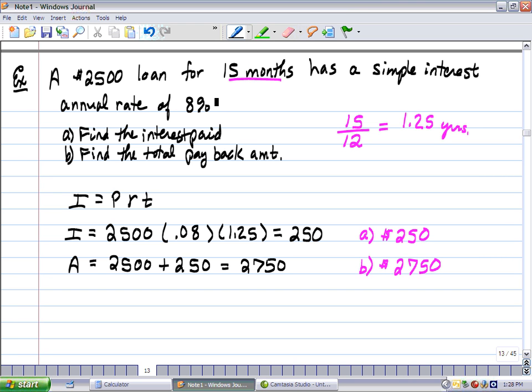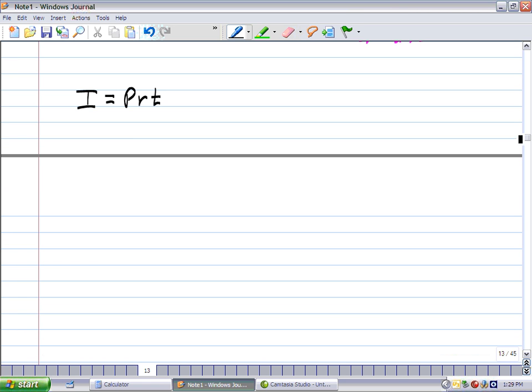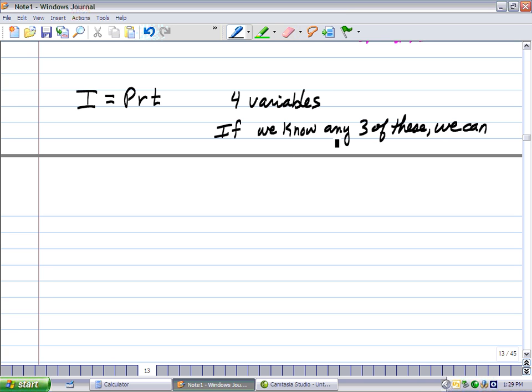Okay, so the way this works is I have a formula here that has how many variables? It has 4 variables. 4 things that can change. Remember, that's all variables are. So if we know any 3 of these, we can find the other one.